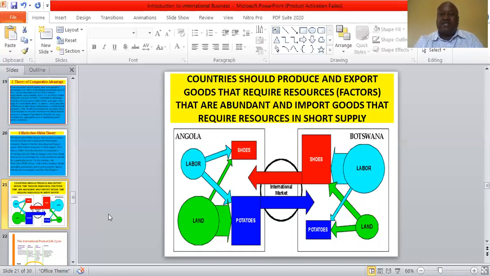It means that Angola has got an absolute advantage to produce potatoes, because potatoes need a lot of land. Whereas Botswana has got an advantage to produce shoes because shoes require more labor. Therefore, Angola will export potatoes to Botswana and import shoes from Botswana, whereas Botswana will export shoes to Angola and import potatoes from Angola.